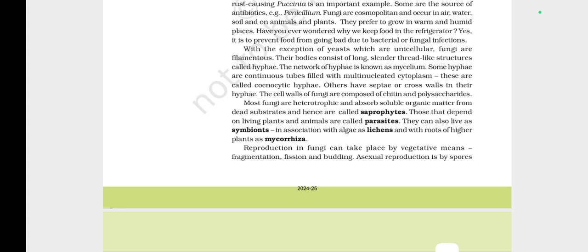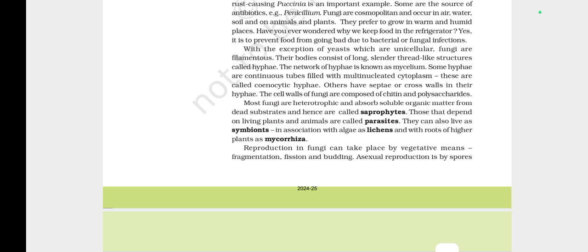Have you ever wondered why we keep food in the refrigerator? Yes, it is to prevent food from going bad due to bacterial or fungal infection. With the exception of yeast, which is unicellular, fungi are filamentous. Their bodies consist of long, slender thread-like structures called hyphae. Hyphae have haustoria, which go into the host body and suck nutrition from it. The network of hyphae is known as mycelium.